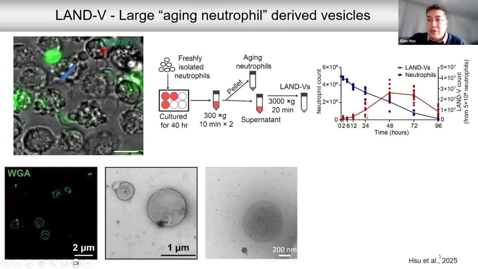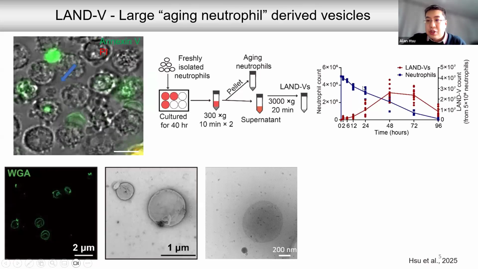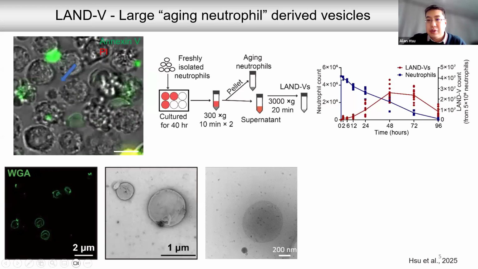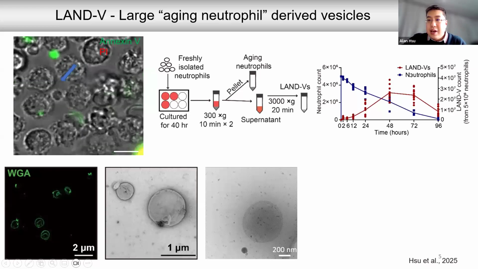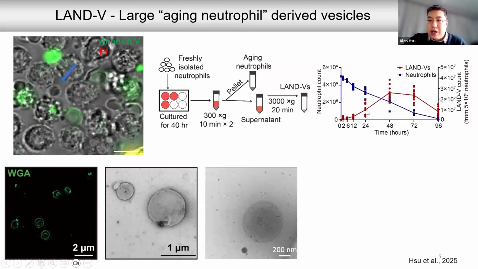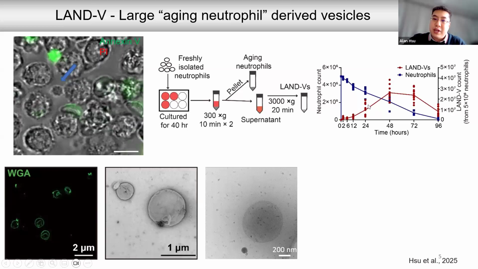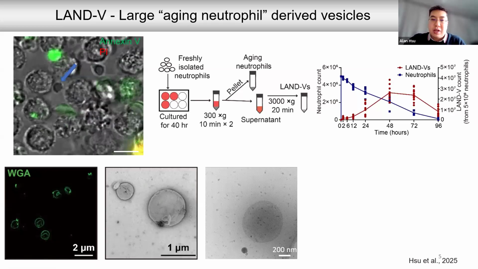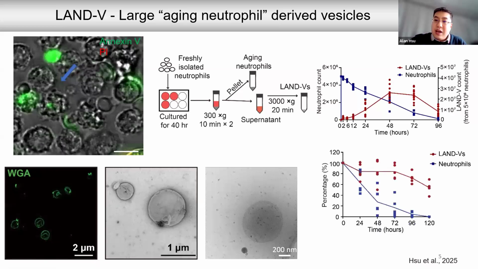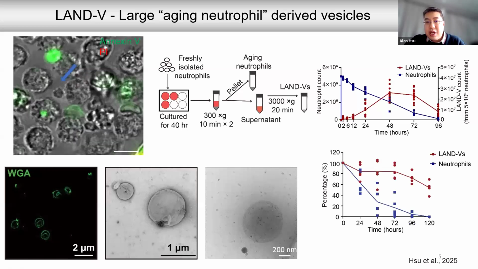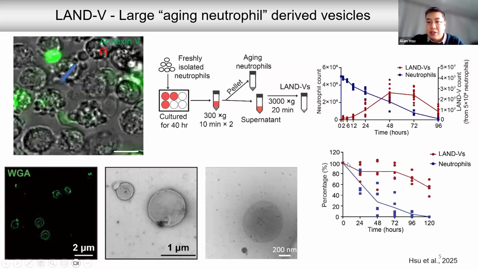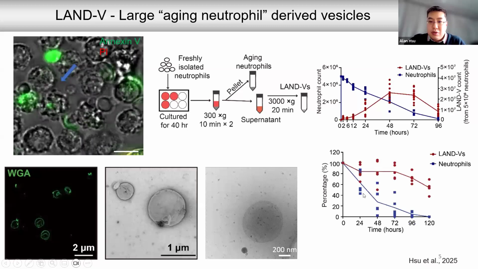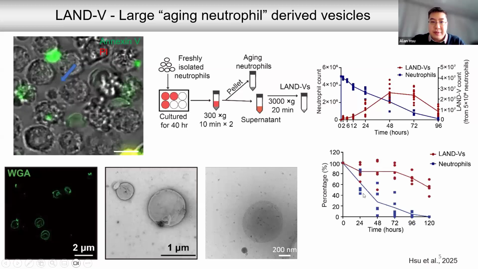These LAND-Vs actually were more enriched during later times of neutrophil culture. As you can see, the blue line is how many neutrophils are left. LAND-Vs are actually enriched at the 24 to 48 hour time point, meaning at the later times of the neutrophil life, that's where these guys are produced. LAND-Vs themselves actually are pretty stable. Once you isolate them, they can be stable in vitro culture for out to 5 days, whereas neutrophils die off pretty rapidly.